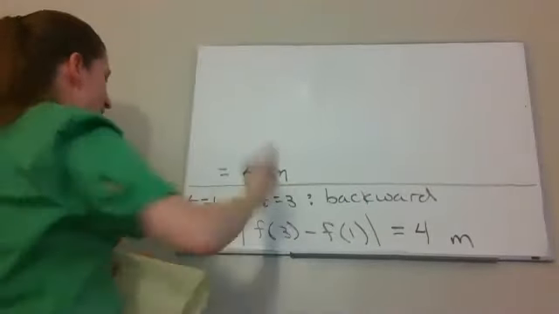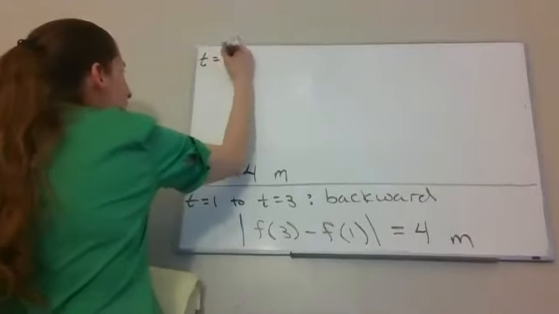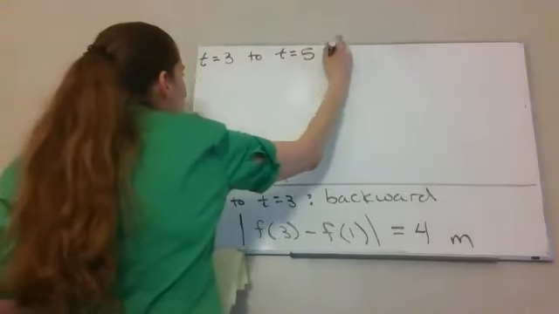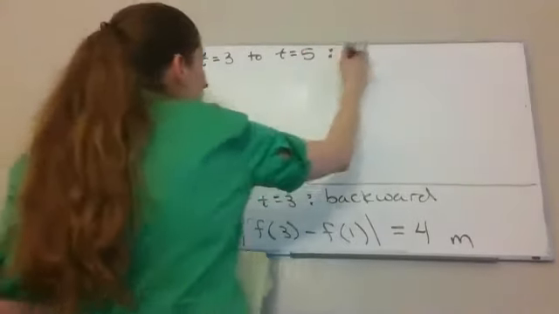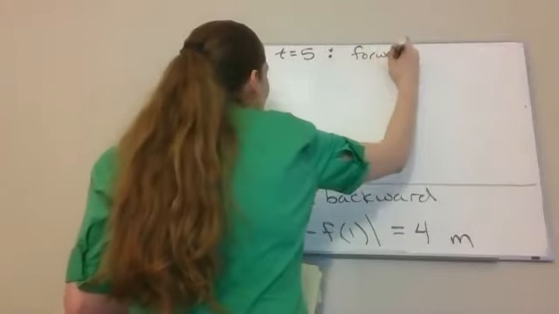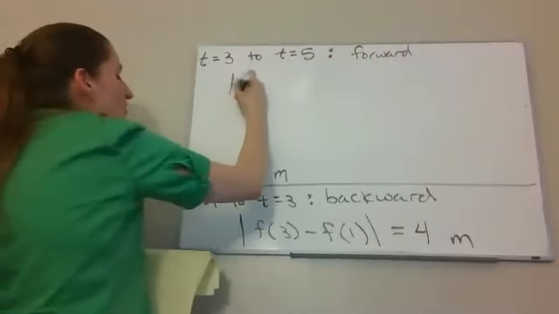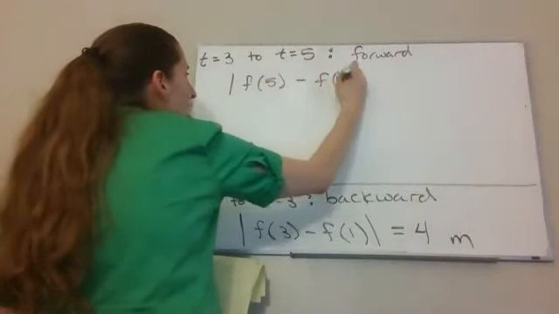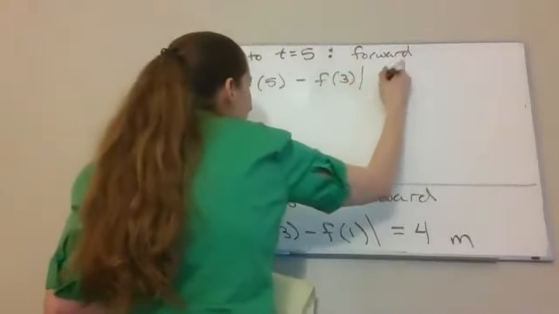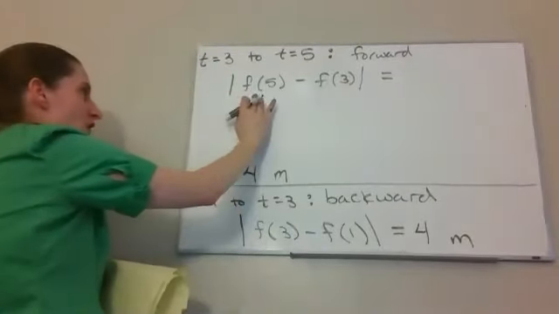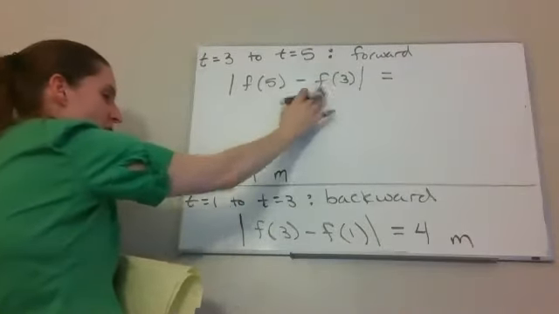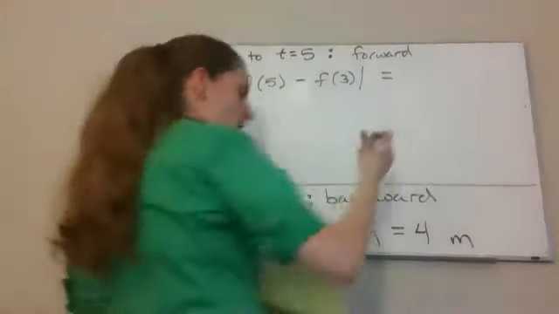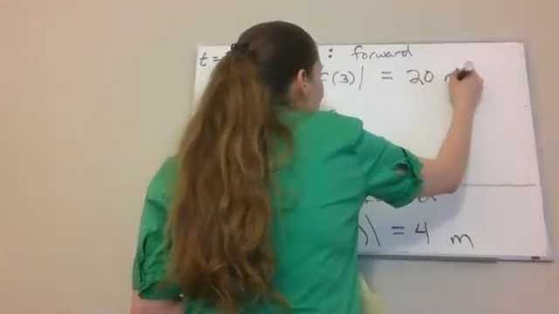And then all I have to do to finish this up is I know after time 3, we're moving forward again, but we only want the first 5 seconds. So I'm going to stop at t equals 5. We're moving forward. And we move forward a total distance of the absolute value of f of 5 minus f of 3. And again, you get those by plugging 5 into the original function and 3 into the original function, subtracting the results, and taking the absolute value. And you will get 20 meters.